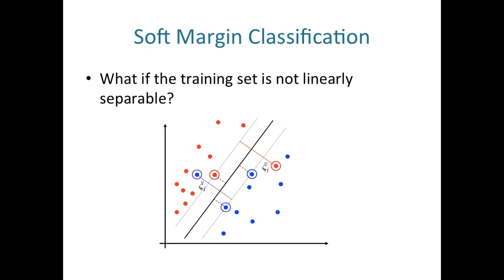However, this is an ideal scenario, right? Because what happens oftentimes is that the samples that we are working with are not perfectly linearly separable.